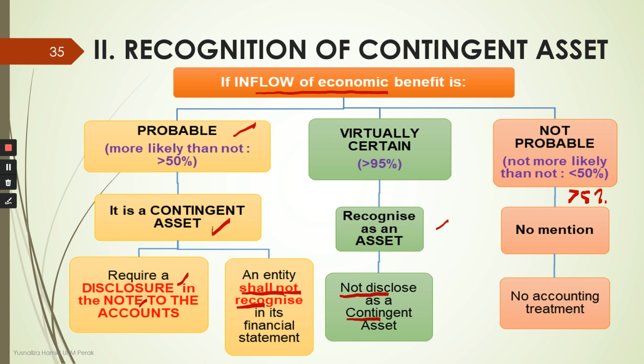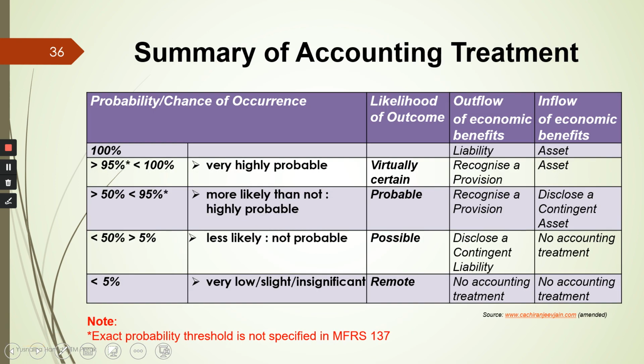for that. So that was the situation where you recognize contingent asset, or the guideline on whether you should do accounting treatment for contingent asset. The next one. These are the summary of the accounting treatment for the contingent asset and contingent liability.